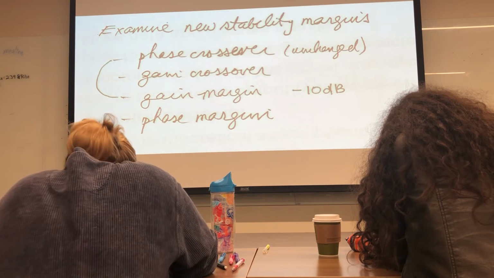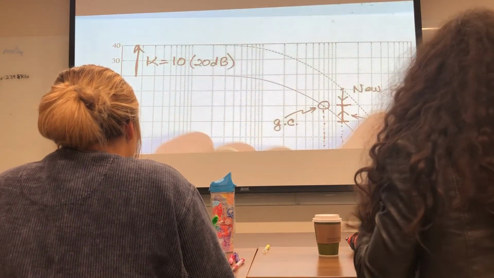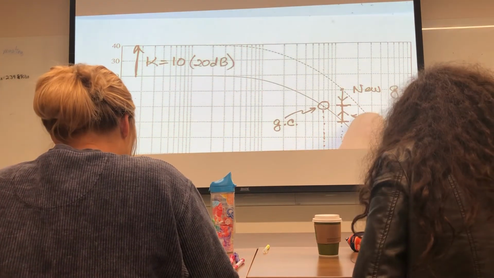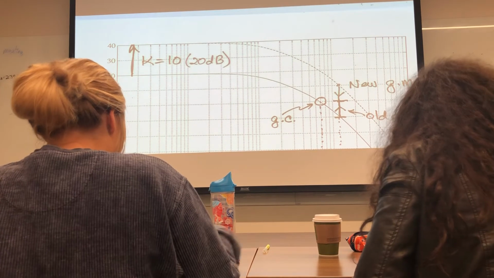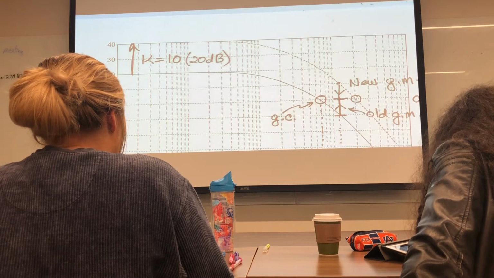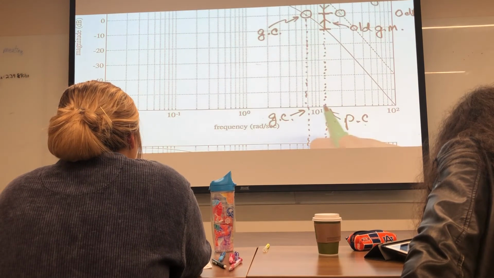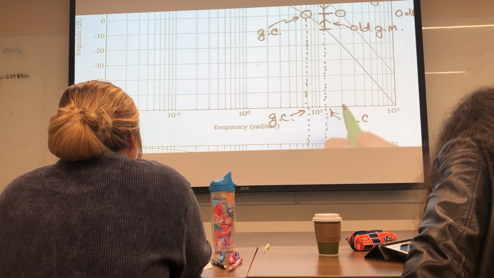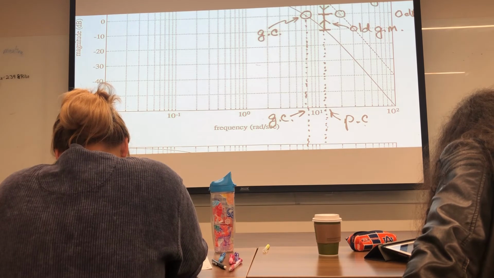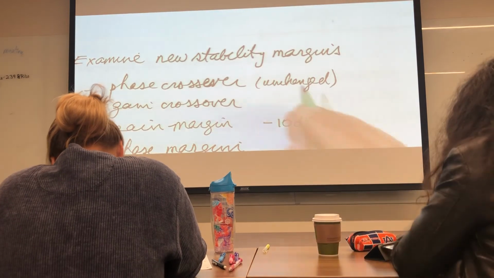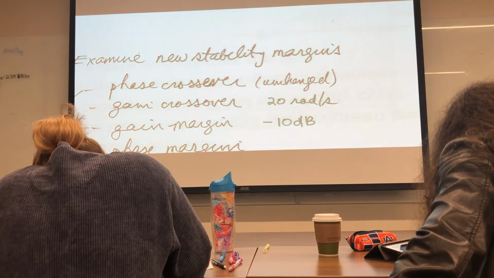Let's take a look at the gain crossover. Where does the adjusted gain cross 0 dB? It's out here now. And we have to read this. This is 10, so that means this is 11, right? Wrong. Gain crossover is now at 20 radians per second.